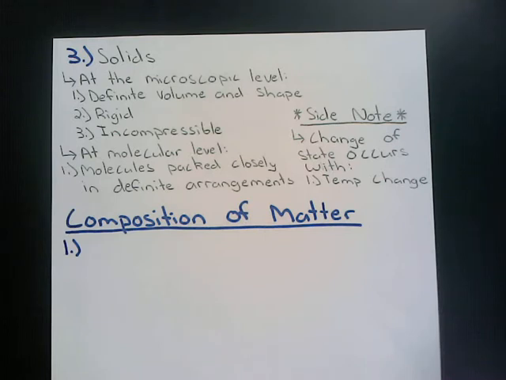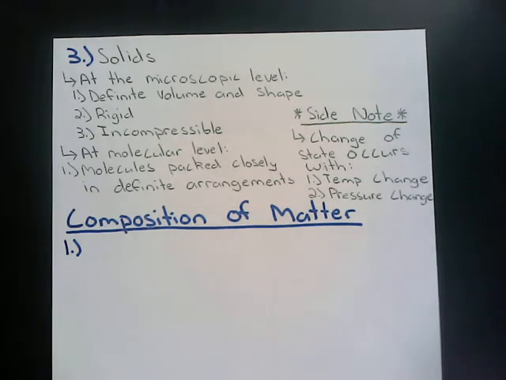The other thing that can alter the state of matter or change from one state to another is a change in pressure. Okay, so we've talked about now the three states of matter, and that's one way where we can classify the type of matter we're dealing with. The other way that we can classify the type of matter that we're dealing with is based on the composition.